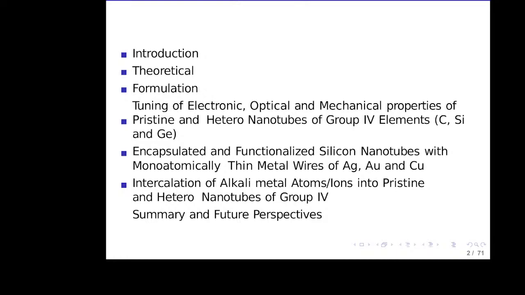First is theoretical formulation, then we have studied here pristine and heteronanotubes of group 4 elements. The pristine nanotubes are what? These are the nanotubes having the same kind of atoms, whereas heteronanotubes consist of different kinds of atoms. Then next is encapsulated as well as functionalized silicon nanotubes. Encapsulation we are doing in the sense that we are putting some sort of atoms inside the nanotubes, then we are studying its properties.